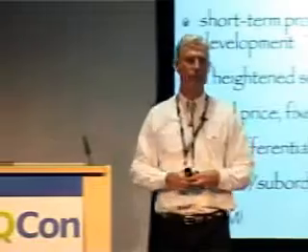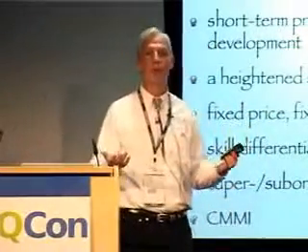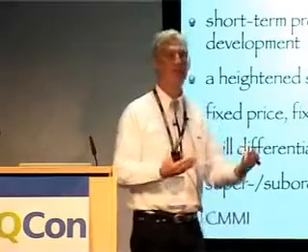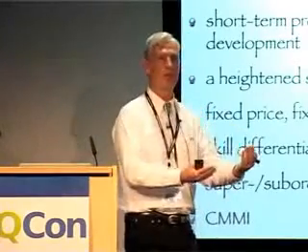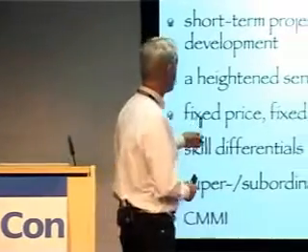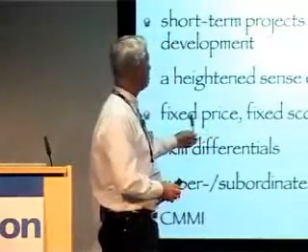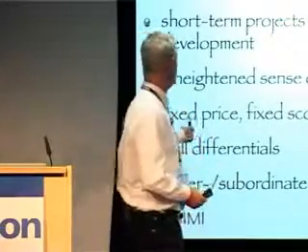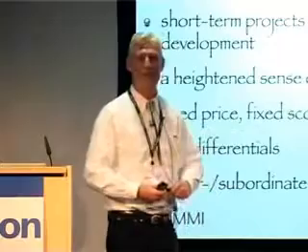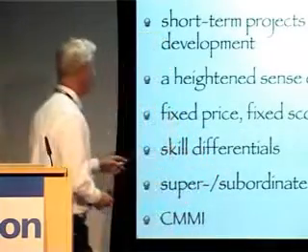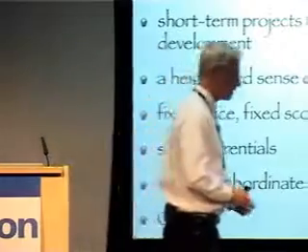There's often a heightened sense of us-them that you have to deal with. The customer in France might feel that they're more important and have a kind of master-slave relationship to the teams in India or China, and we have to deal with that. Customers often are assuming that you need to do fixed price, fixed scope, which turns out to be neither fixed price nor fixed scope, but that's the illusion that you start under, and we have to deal with that. There's all kinds of skill differential problems.